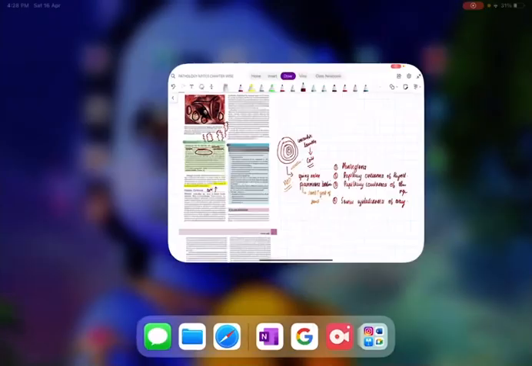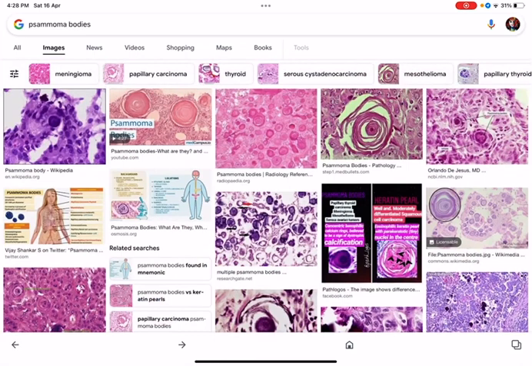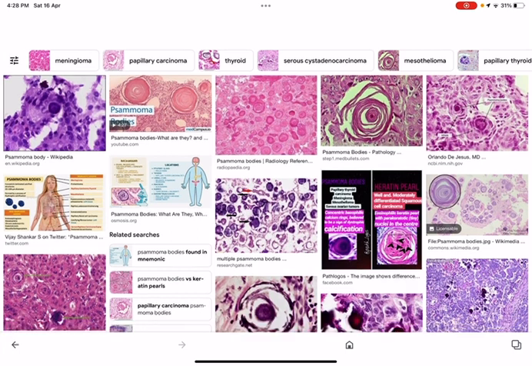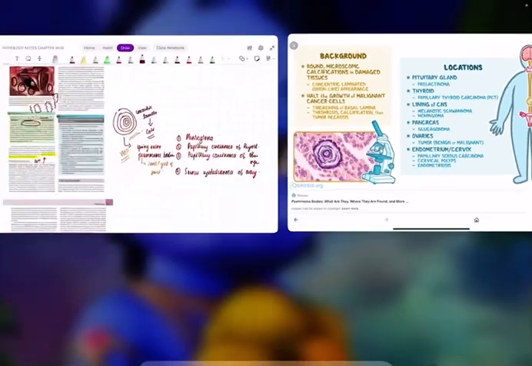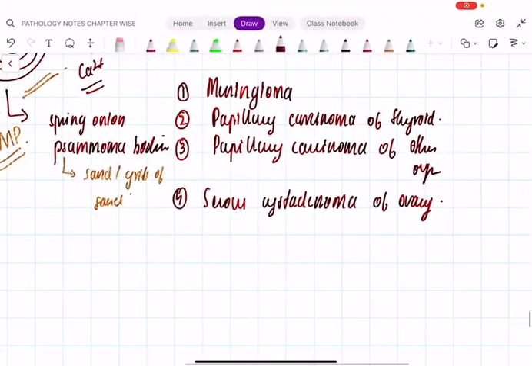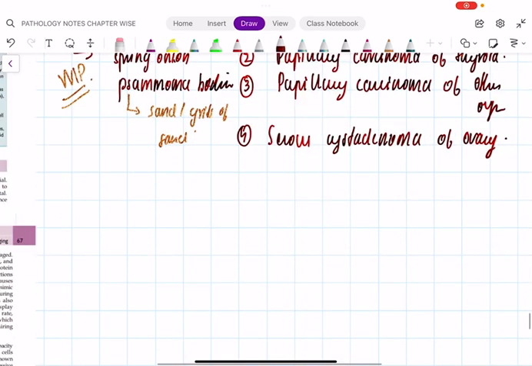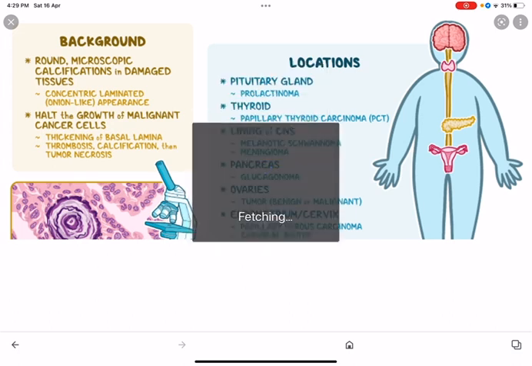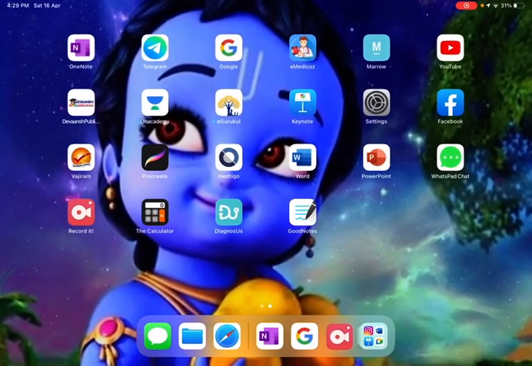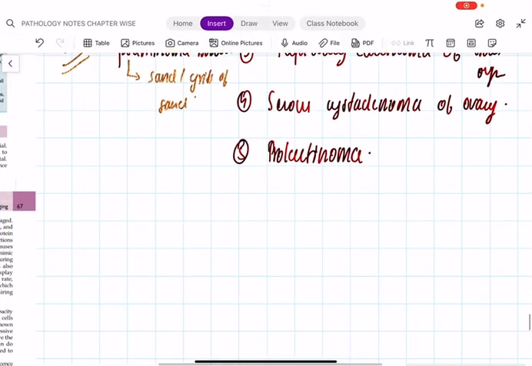You can see hypercalcemia. Then of course papillary thyroid carcinoma. Yes, we have something called prolactinoma. I forgot that, in the pituitary. I'm writing 5, prolactinoma. Fine, you can just go through this picture. I'm going to download this picture once again and insert it here.